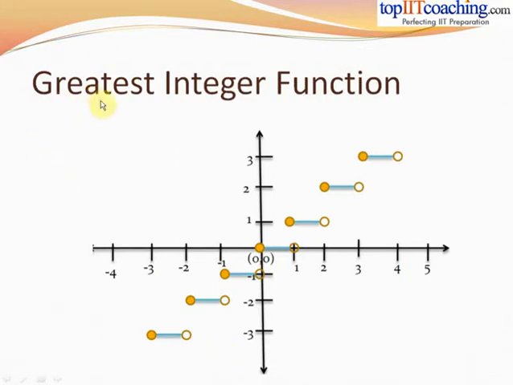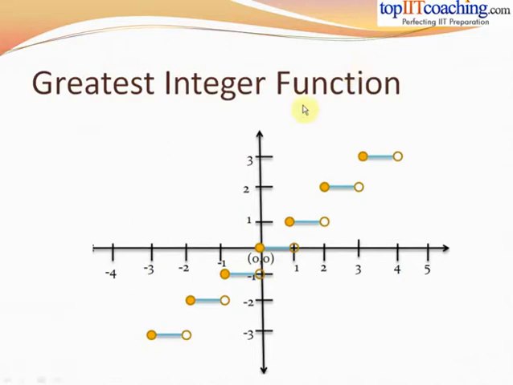The next is the greatest integer function. Now we have already studied about it in the previous lecture. So if x is greater than or equal to n and less than n plus 1, then the value of the greatest integer function is equal to n. So the closest lower integer to x is the greatest integer function.